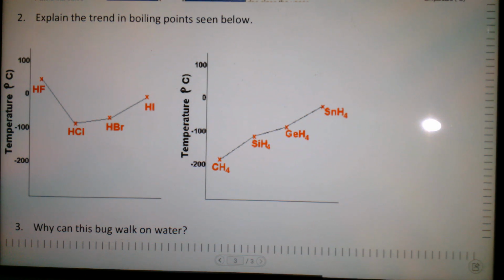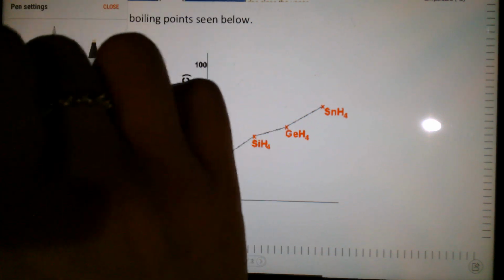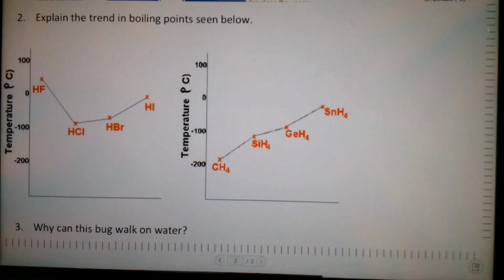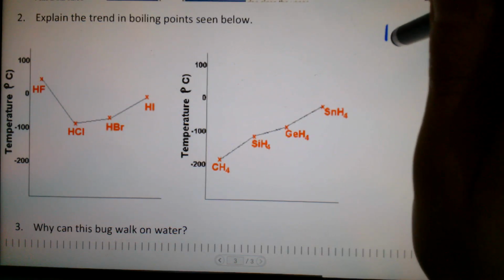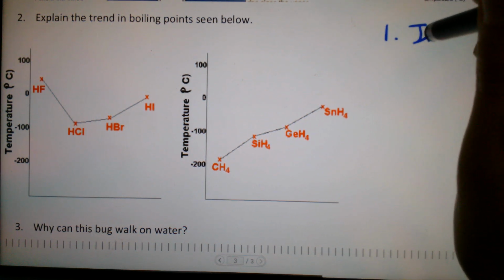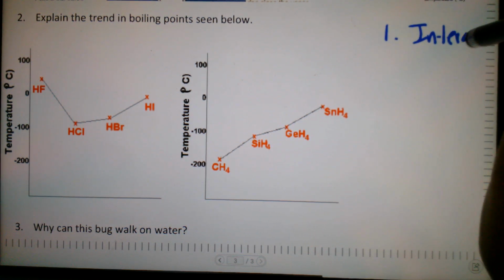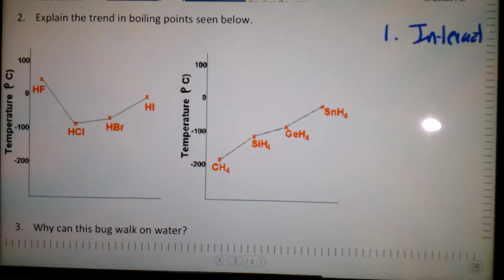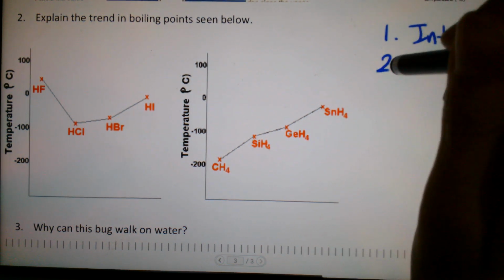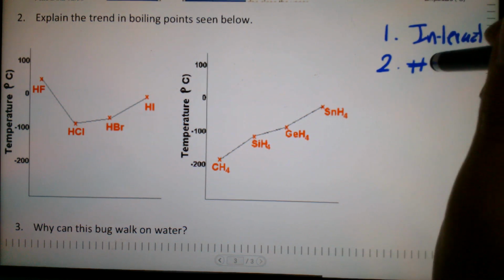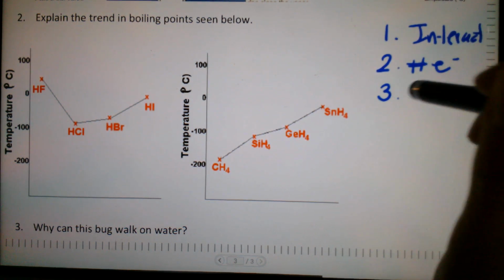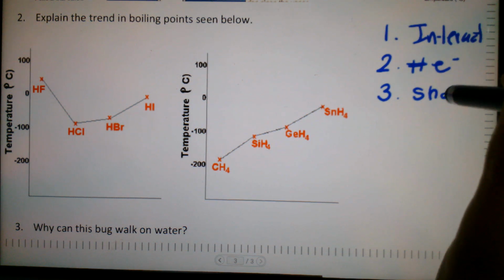Okay, so it seems like HF is a lot higher than the others. How can we explain this? If you're given questions like this, which you will, because this chapter is all about that, first, look at the interactions. Interactions are going to have the largest effect. Second, number of electrons. And third, if you're desperate, we go to shape.